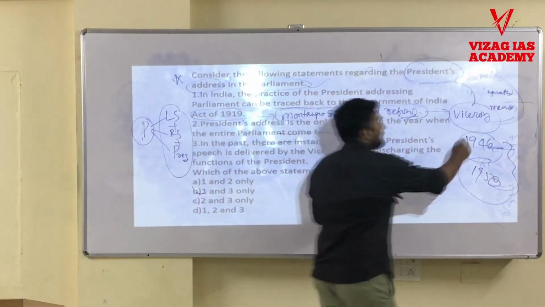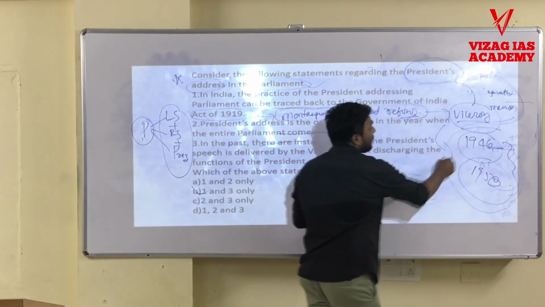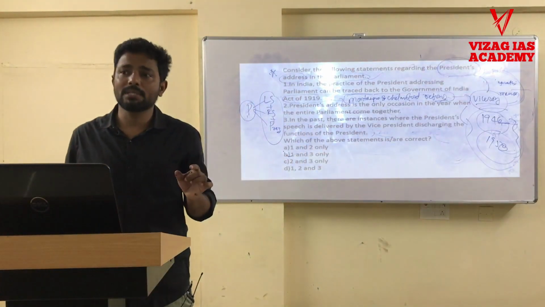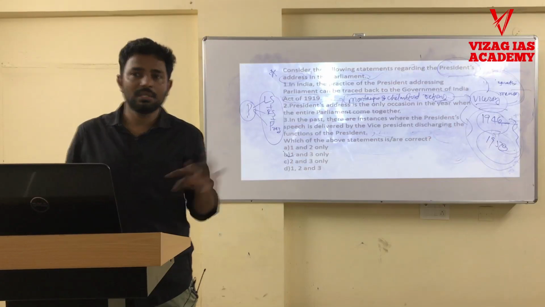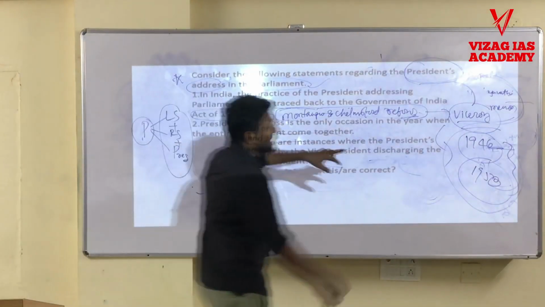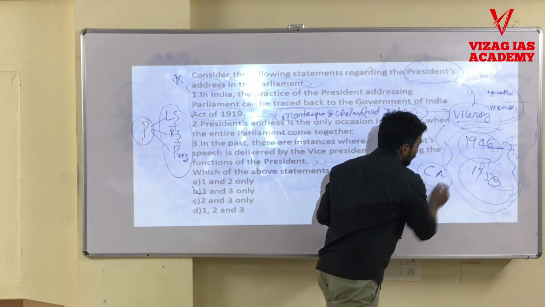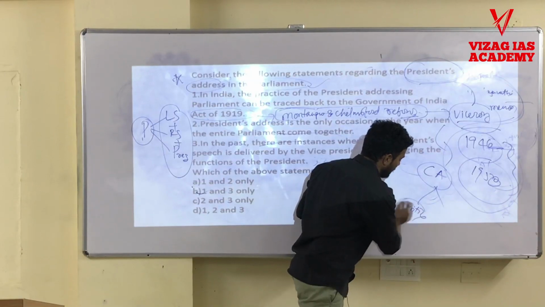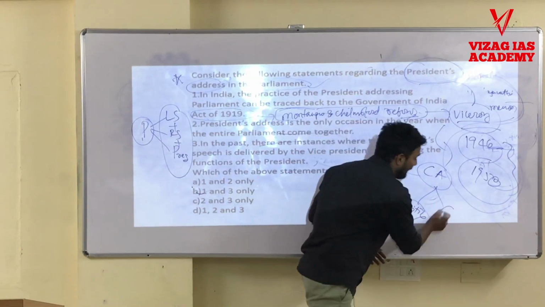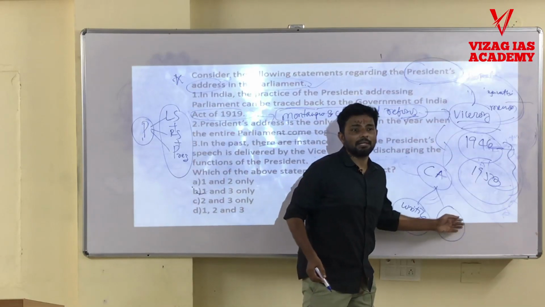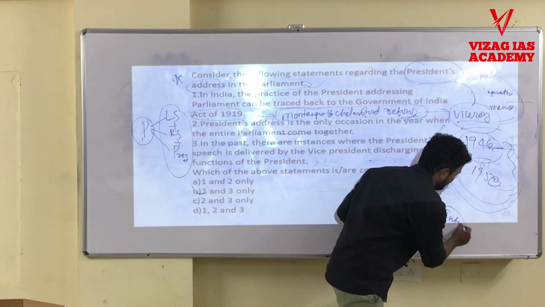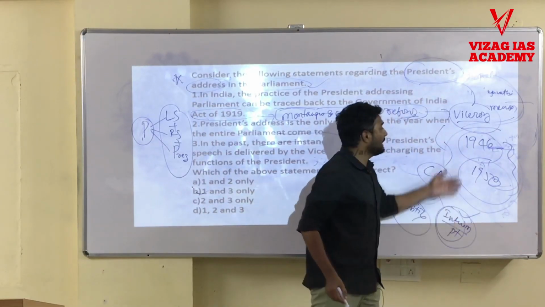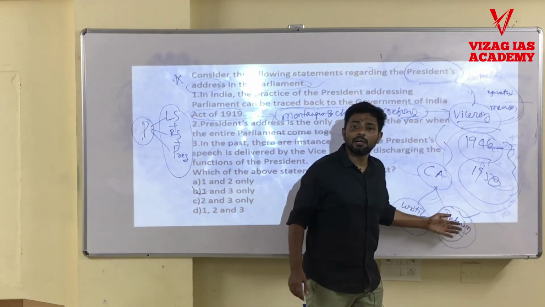The Viceroy was there, but there is no such address to the Constituent Assembly, because that was specifically constituted for a purpose. What is the purpose? Framing of the Constitution. That's why there is no address. The Constituent Assembly served two purposes: one is constitution making, and the second is serving as the interim parliament, the temporary parliament. Though it acted as interim parliament, there is no address of the Viceroy to it.